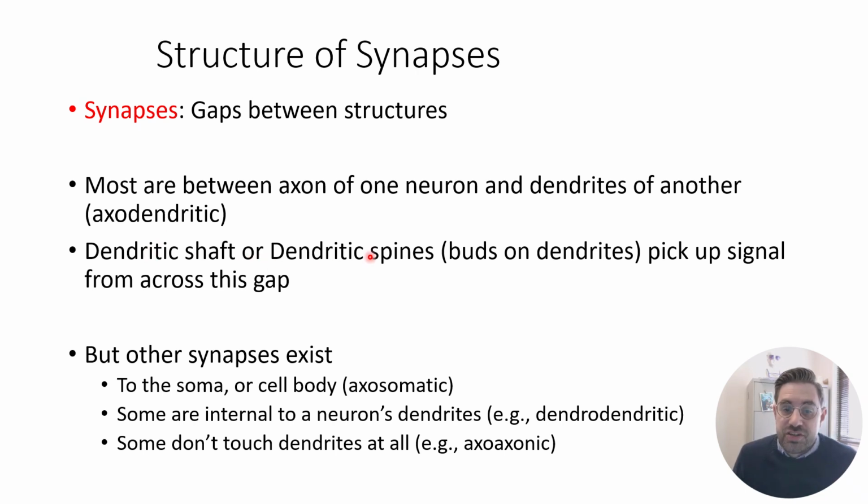The dendritic shafts and then the spines on those shafts, which are like buds on the branches of the dendrites, are going to pick up the signal from across that gap. Now, to be clear, there are other synapses in your brain. They can go directly to the cell body, they can be internal, and they can go axon to axon technically without going through dendrites. But most of the time we're going to be talking about this model, and that's what we're going to cover here.